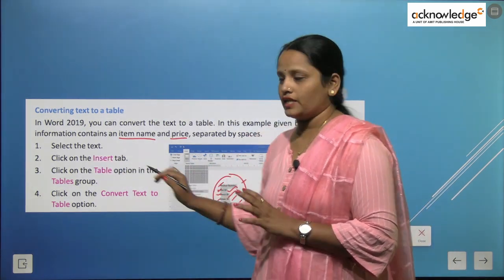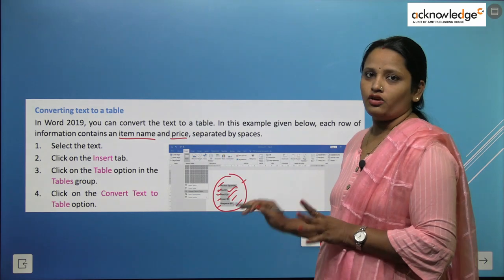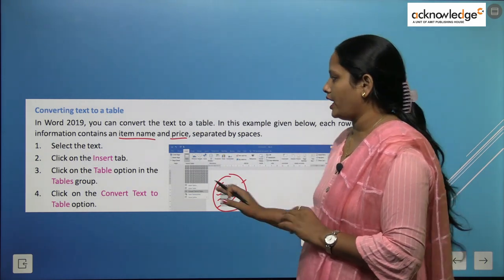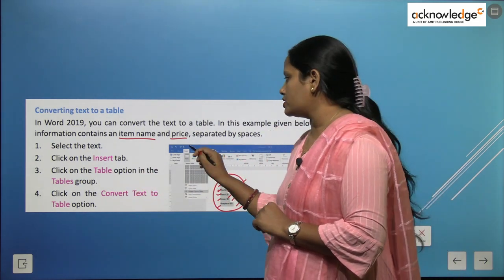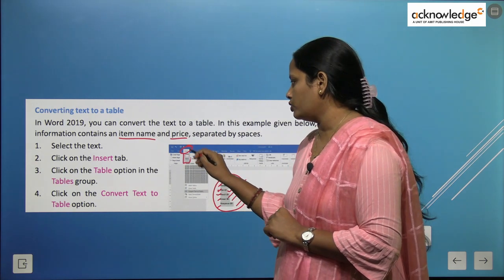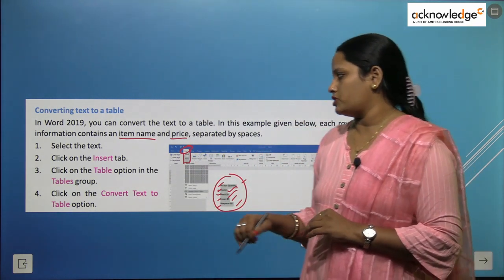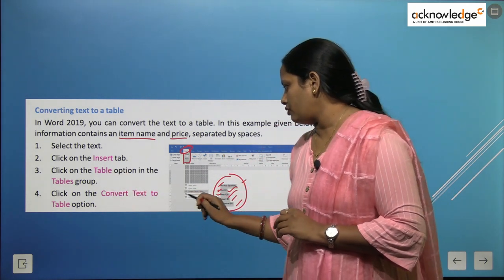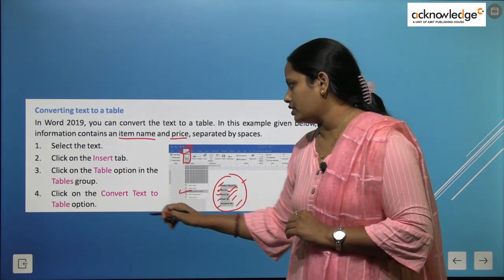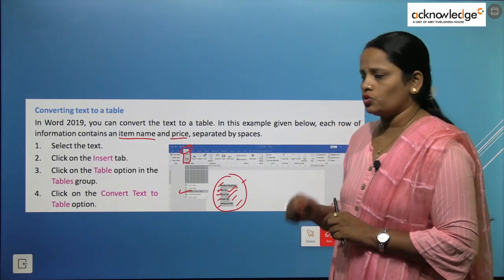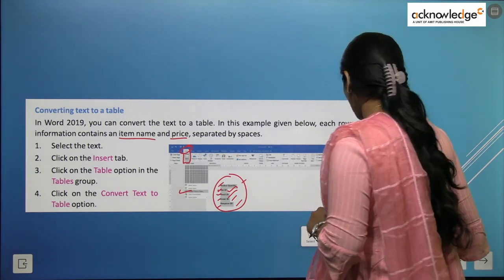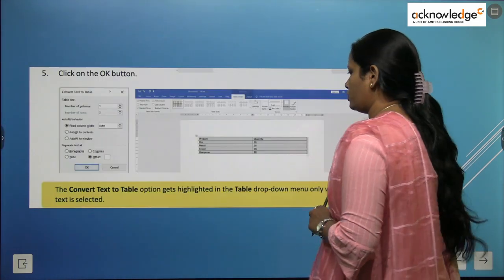So first we have to select the text. Before doing anything, what do we do? We just select the text. Then we have to go to the insert tab. From there we have to go to the tables group and select the table option. Now after that we have to click on the convert text to table option. So after clicking on this option, what will happen?